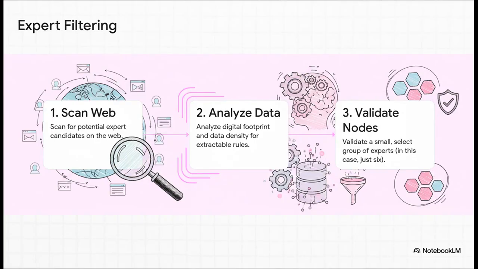So how does it work? It's a pretty slick, automated three-step process. First, the system scans the entire web looking for potential expert candidates. Then, and this is key, it analyzes their digital footprint. It's hunting for something we call data density. Basically, is there enough high-quality structured thinking there to actually pull rules from? And finally, out of that enormous pool of candidates, it gets super selective. It validates a tiny, tiny fraction. For this project, it boiled down to just 6 expert nodes.